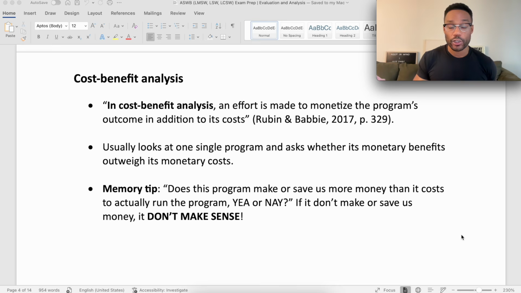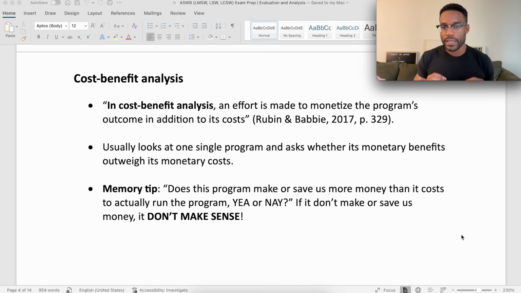And now let's look at cost benefit analysis. In cost benefit analysis, an effort is made to monetize the program's outcome in addition to its costs. Who, what, huh? Hold on, I got you. It usually looks at one single program and asks whether its monetary benefits outweigh its monetary costs. Memory tip: does this program make or save us more money than it costs to actually run the program? Yay or nay? If it don't make or save us money, it don't make sense.